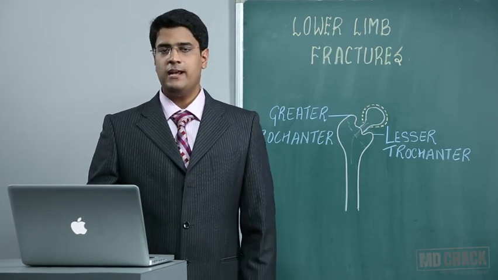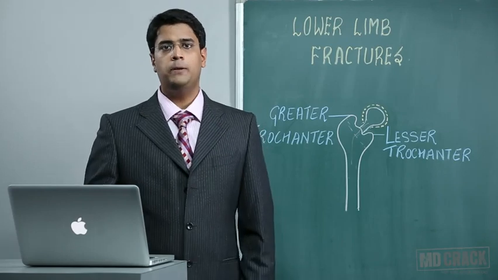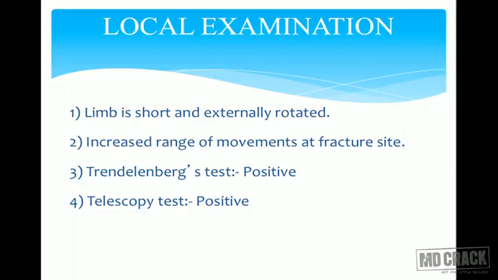Coming to non-union fracture neck of femur, which is an important part. Coming to local examination, the limb is again short, externally rotated. Again in this form it is partial. There is increased range of movements at the fracture site, that is there is mobility at the fracture site because the proximal and distal fragments are not united. So there is continuous movement, which we call abnormal mobility. Trendelenburg test is positive and telescopy test is positive.